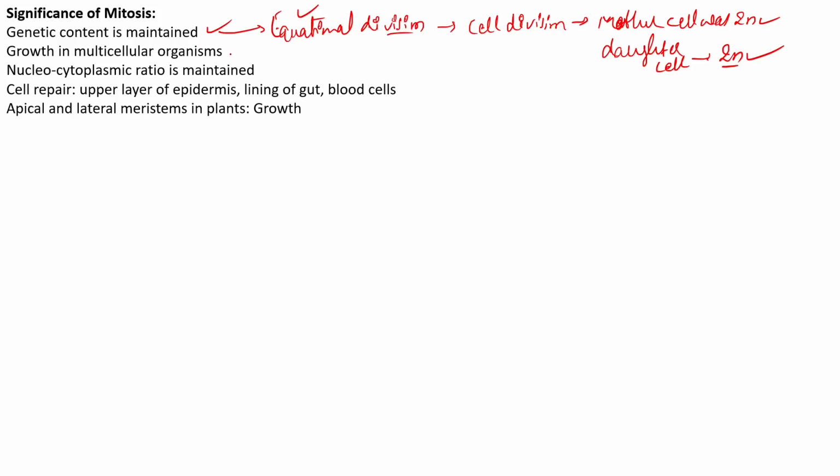Now, the growth in the case of multicellular organisms is ultimately achieved because of mitosis. You can see that bacteria are unicellular organisms, and mitosis is actually acting as a reproductive mechanism. It is a mode of reproduction in the case of organisms such as bacteria.